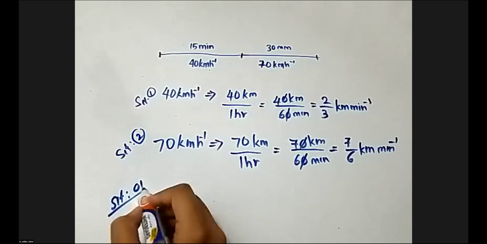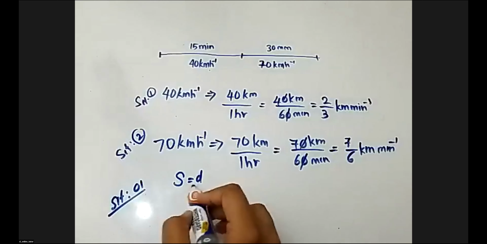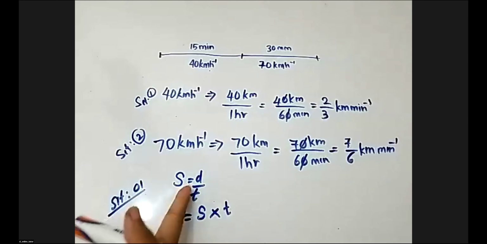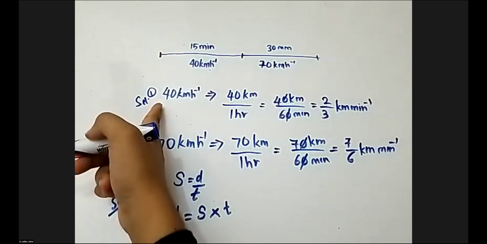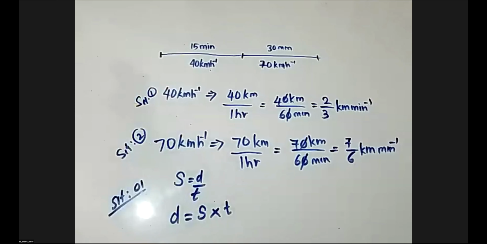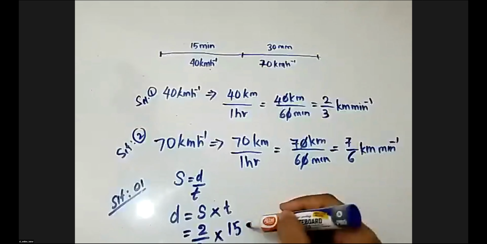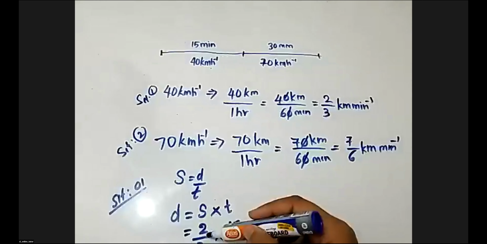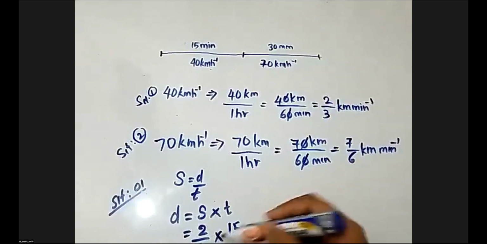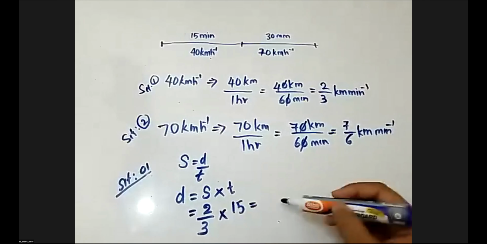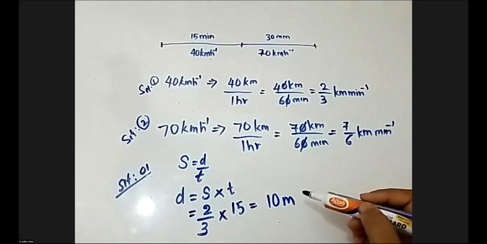So what is the distance? Speed is equal to distance over time, so distance is equal to speed into time. Understand it properly. Now, what is the speed in the first situation? Not this one. You have to take the new one. 2/3, multiplied by the time. Time in the first situation is 15 minutes. Now you are getting the answer in kilometers because per minute and minute get cancelled. 3 times 5 is 15. When you divide this, you get 5. 5 times 2 is 10. Can you understand? 10.